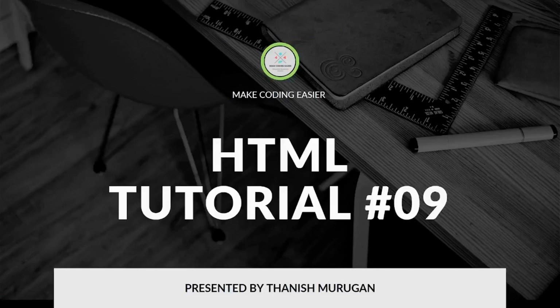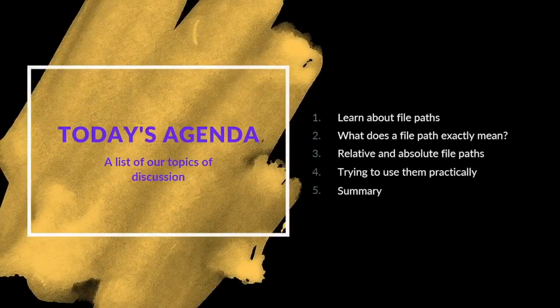This is the 9th division of the HTML tutorial. Today we'll be learning about file paths. We'll learn what file path exactly means. We'll also see the two types of file paths. We'll use them practically, and as usual, we'll summarize the class.